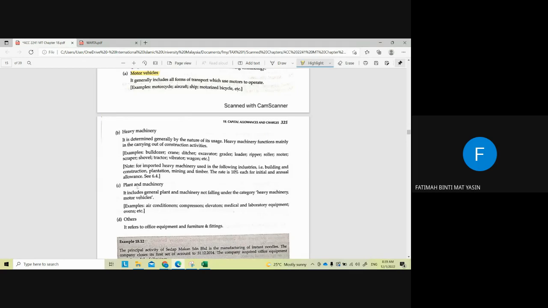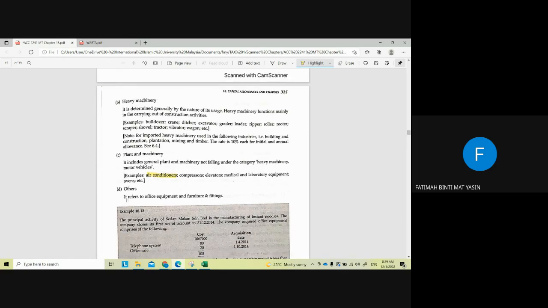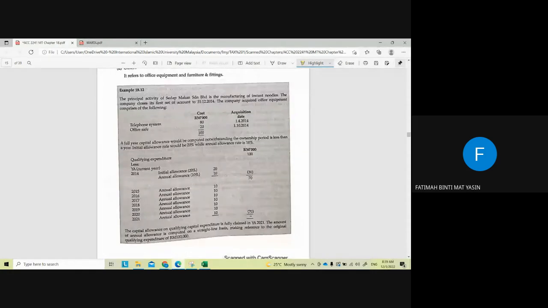Plant and machinery includes general plant and machinery not falling under the category of heavy machinery or motor vehicles. So if the asset does not fall under motor vehicle and also heavy machinery, then it is considered plant and machinery. The examples are aircons, compressors, elevators, medical and laboratory equipment, ovens, etc. So that is basically plant and machinery. Others refers to office equipment and furniture and fittings. So we have an example here. Let's discuss this example.